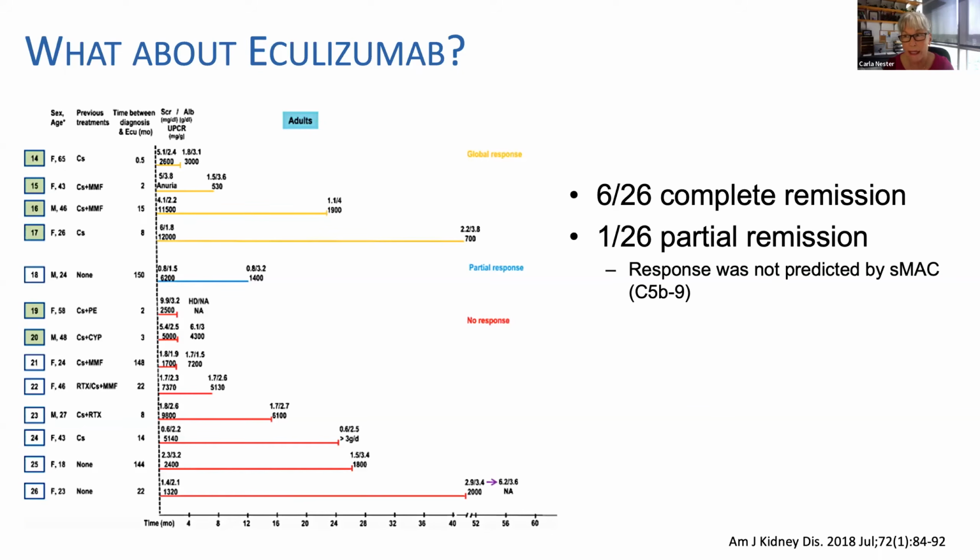By the way, response was not predicted by the soluble membrane attack complex, as we have seen in our previous publications that it might be. The point is that there are enough patients that do not respond to eculizumab, so keep that in the back of your mind when you're deciding to use it. It's like mycophenolate. Some will respond and some will not. And then again, I couldn't resist bringing up the Spanish group again. They had 33% of their patients that actually went into remission with eculizumab.